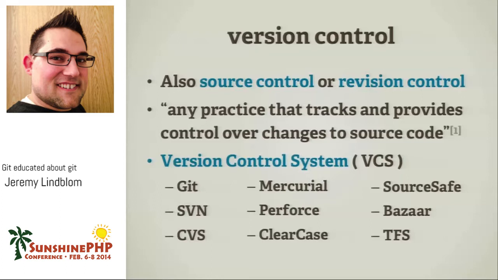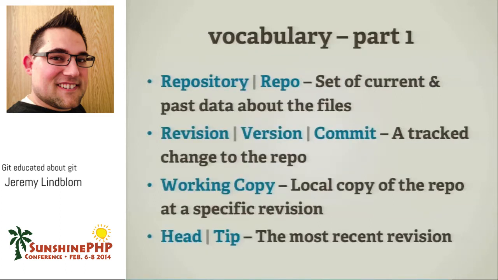When you first use version control, you kind of step into a new world with a bunch of new vocabulary words. Things like repository, meaning the set of code and data about your code that's being tracked. You talk about revisions, versions, or commits, basically the same thing. It depends which version control system you're using what kind of vocabulary you use. But a revision is basically a tracked change to your repository. You have your working copy, which is what you are locally working on right now that you're making changes to.